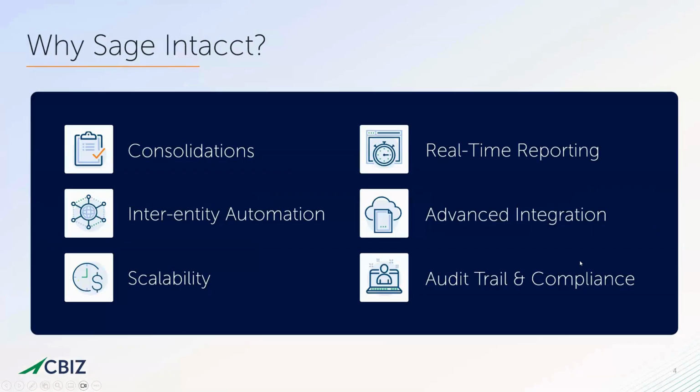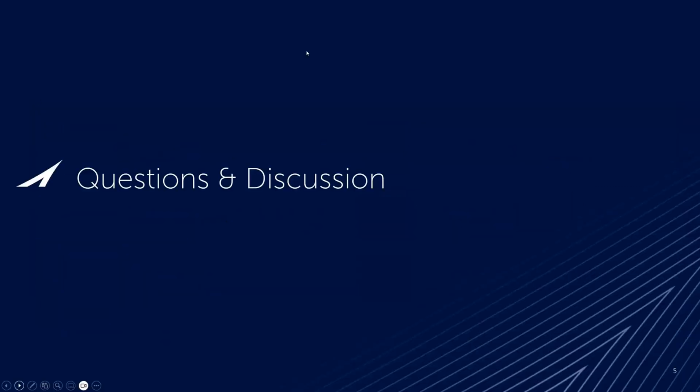So just to wrap here, we saw a few of these features throughout today's demo, but why Sage Intacct? Those consolidations and inter-entity features are huge. Those both also allow us to scale. So as we grow, as we acquire new entities, as we need to consolidate, we're able to do that easily within Intacct. We took a look at the real-time reporting and dashboarding. We talked a little bit on integrations, and then also that audit trail and compliance aspect is really important. With that said, in the last 4 minutes here, does anyone have questions?